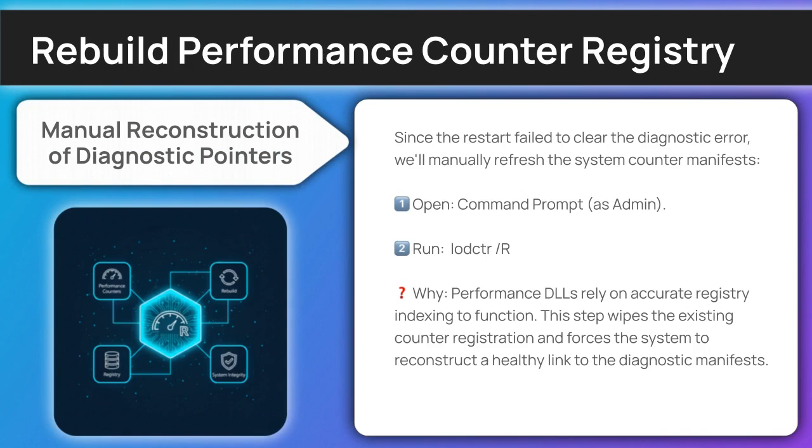Since the restart failed to clear the diagnostic error, we'll manually refresh the system counter manifests. First, open command prompt as admin. Second, you're going to type lodctr /r, then hit enter. Why are we doing this? Well, performance DLLs rely on accurate registry indexing to function. This step wipes the existing counter registration and forces the system to reconstruct a healthy link to the diagnostic manifests.